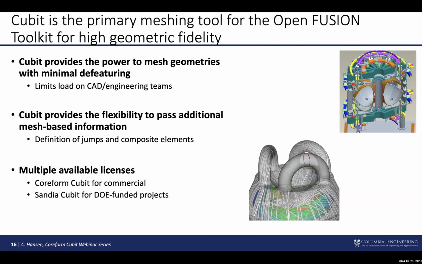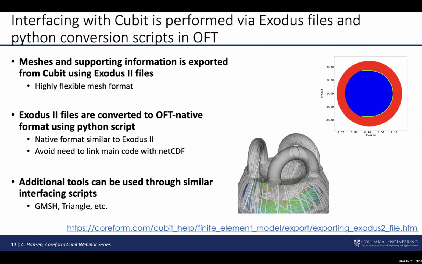And actually very important for us is also the availability of a multi-context licensing system. So we can use Coreform Cubit for our commercial projects, where we're working with industrial customers and on industrial funded research. But we can also then use Sandia Cubit for all of our DOE funded projects, because DOE is still a large funder of fusion energy. And so this allows us to use a common cohesive tool, but with a licensing framework that's appropriate for each of the different research contexts we work on.